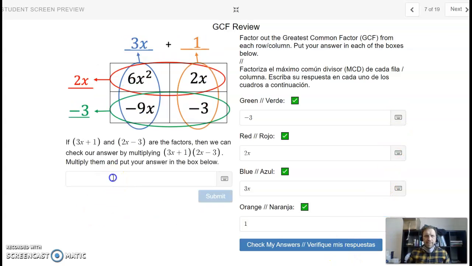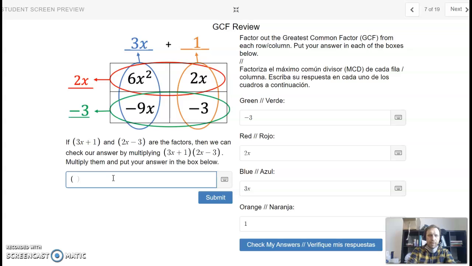And if you multiply this out, guess what you end up with? You get your 6x squared, that first. The middle two terms, negative 9x plus 2x, what do those combine to? Negative 9 plus 2, negative 7x, and then minus 3. So we're going from factored form to standard form, and now we're going to go back.